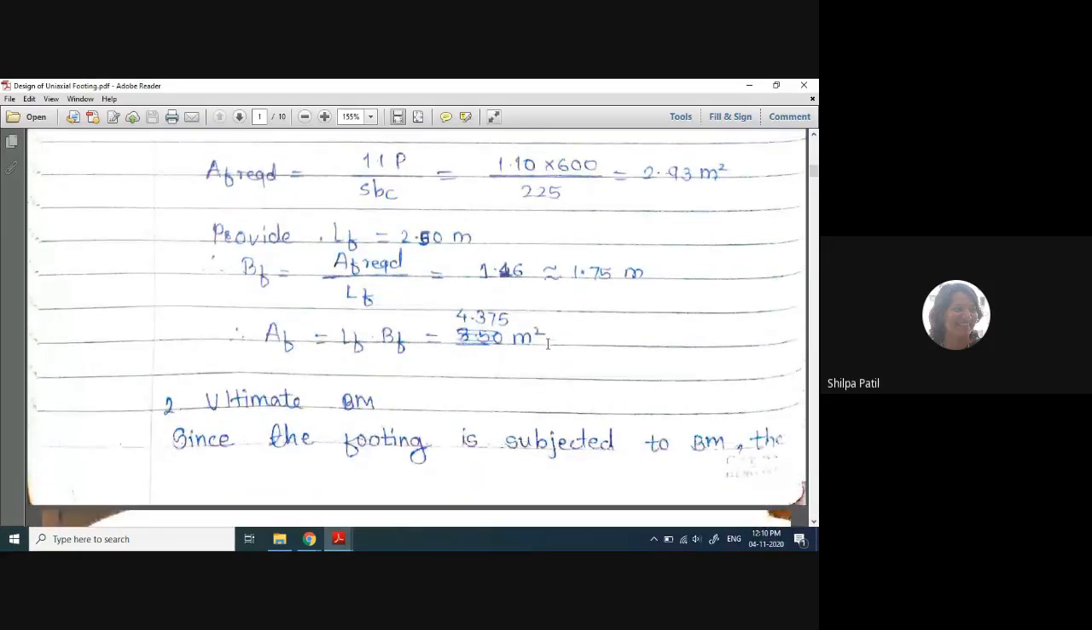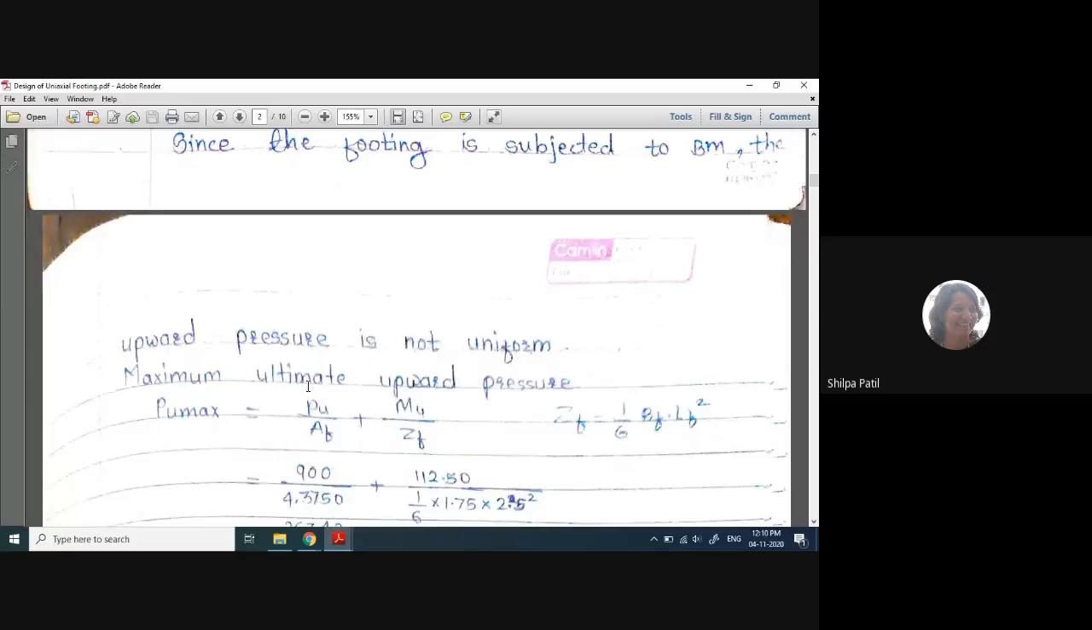Now the next step is the calculation of the ultimate bending moment. Now this step is a little bit lengthy, or you need to understand the concept here.